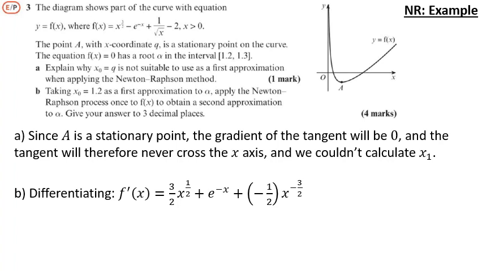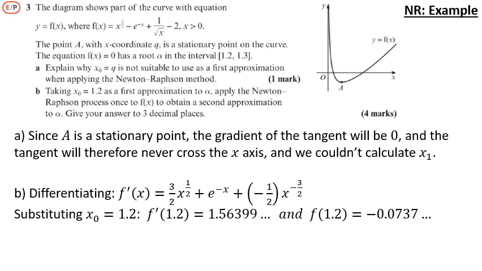The e to the minus x term, e to the anything, differentiates to e to the same anything, but you always multiply by the derivative of the anything. In this case, the derivative of minus x is negative 1, so you multiply by negative 1, and that's why I have plus e to the minus x. You can substitute 1.2 into that, because we care about the derivative at that particular point. They said to use 1.2 as our first approximation. If we substitute that into the derivative function, we get a value.